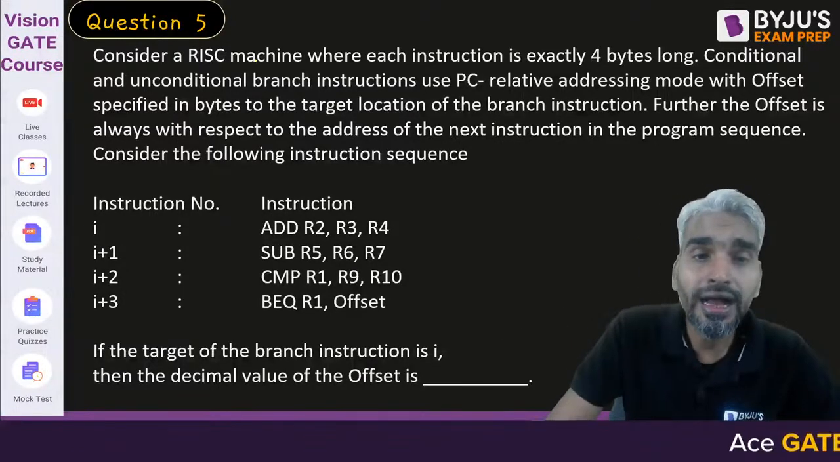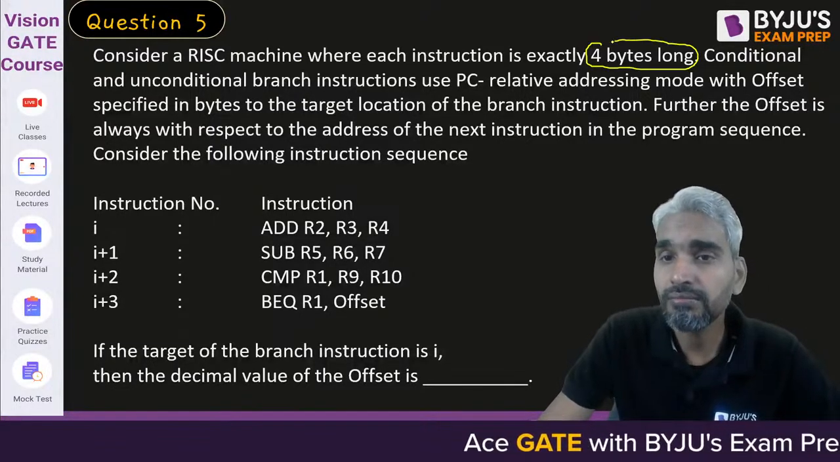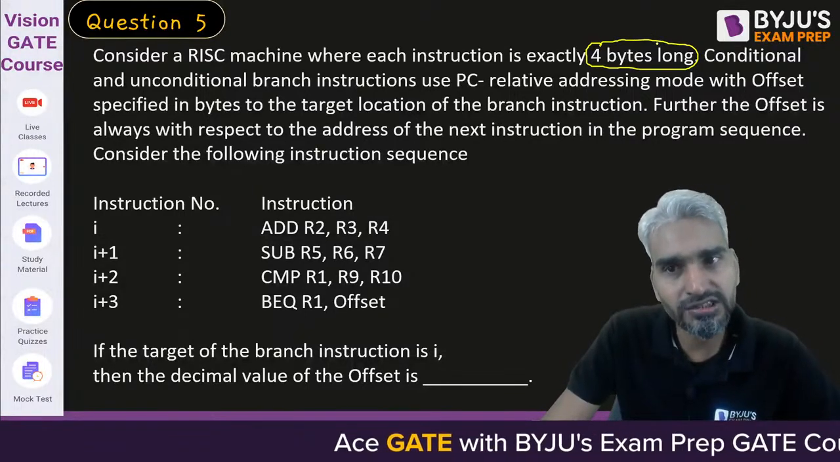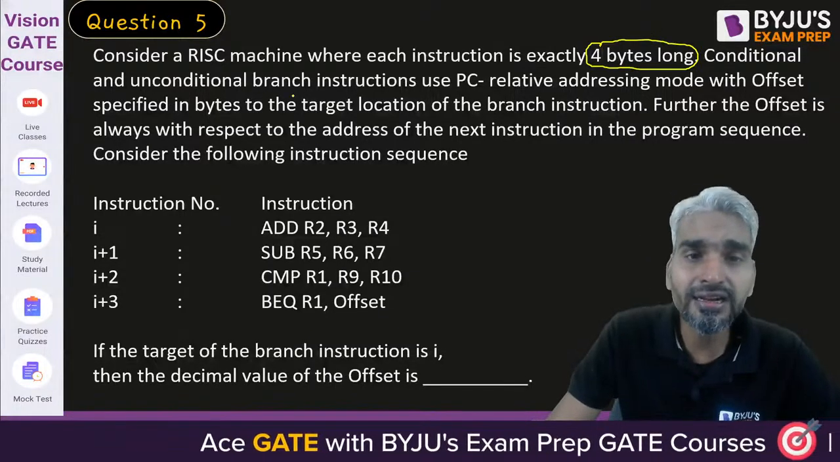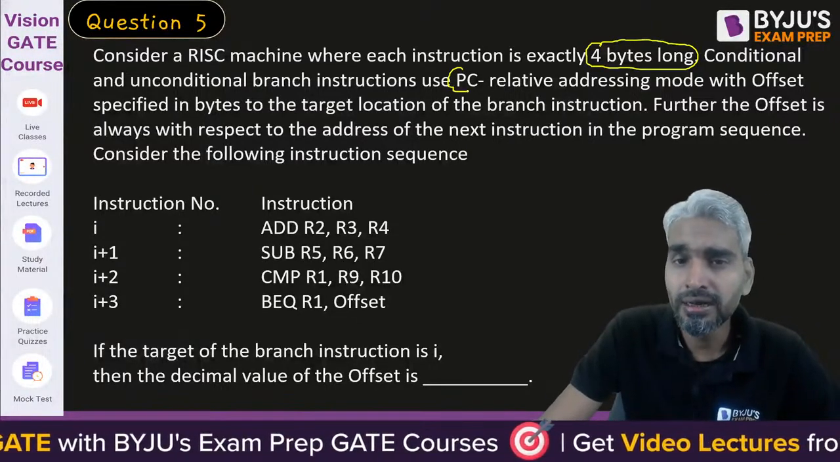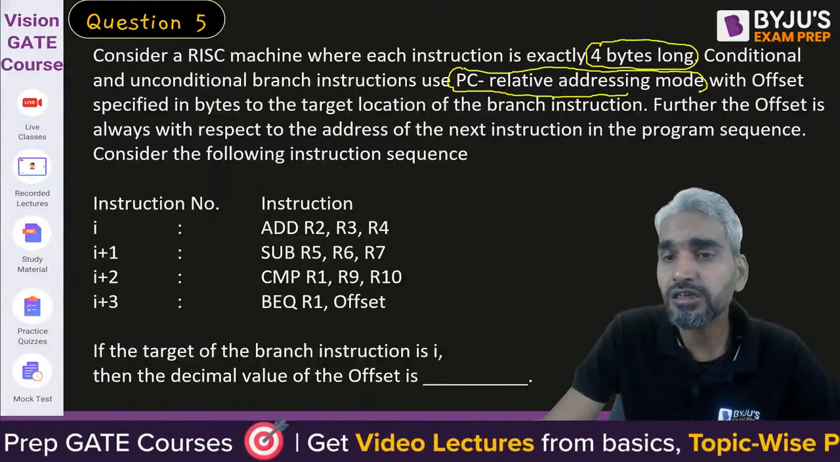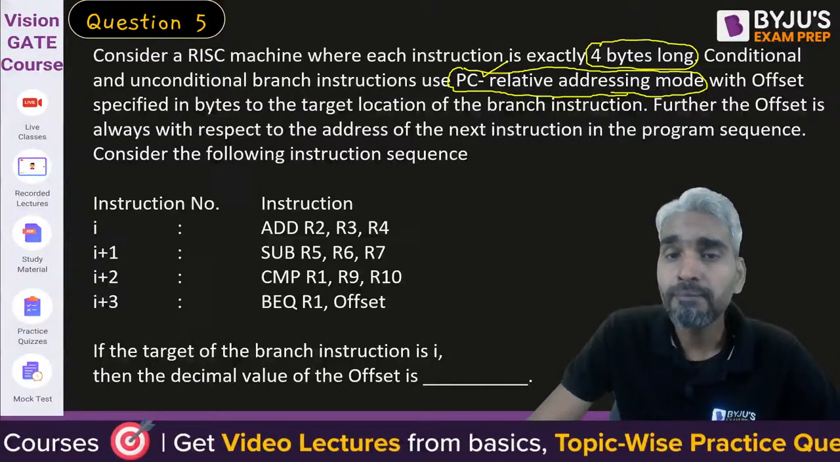Consider a RISC machine where each instruction is exactly 4 bytes long. Now, conditional and unconditional branch instructions, whether conditional or unconditional, it does not matter, use PC relative addressing mode. So if there is any branch instruction, then it will use PC relative addressing mode.